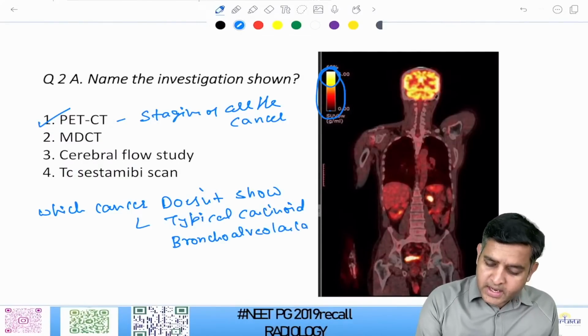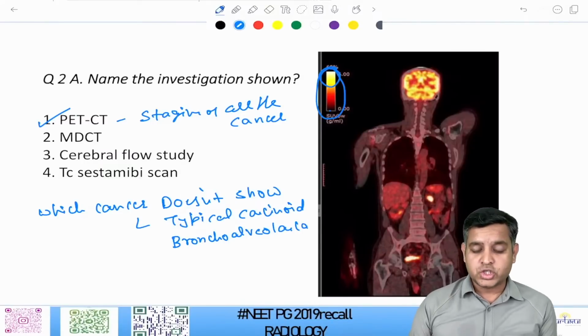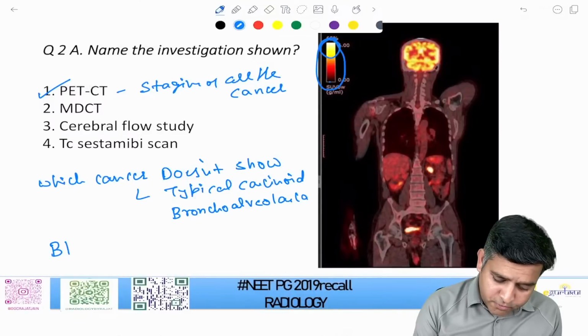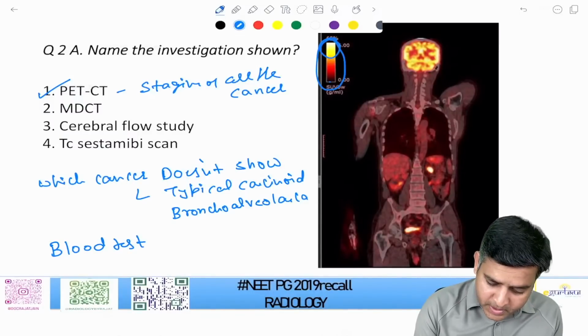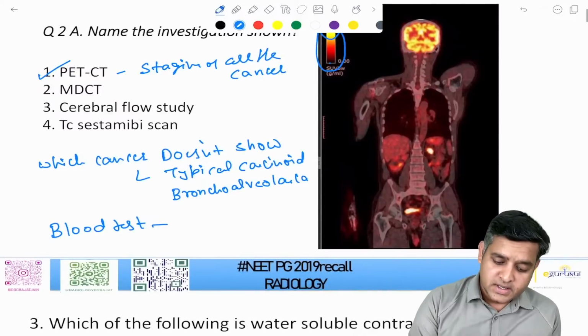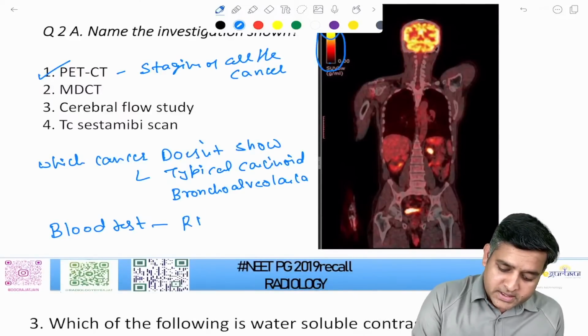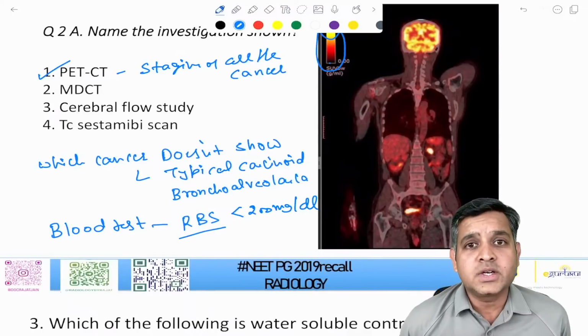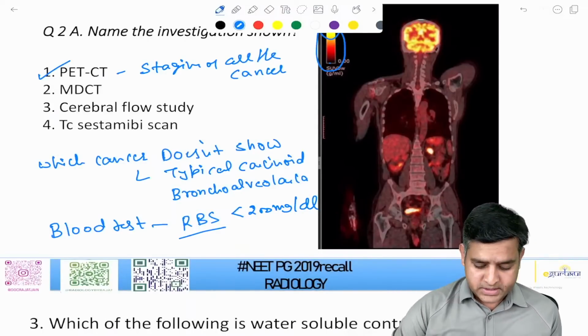Typical carcinoid and bronchoalveolar cancer do not show any activity on PET scan. Which blood test should be done before performing FDG PET? The answer is RBS, which should be less than 200 milligram per deciliter.